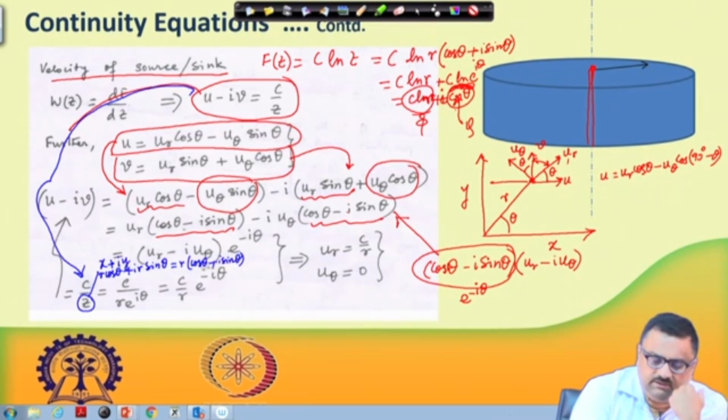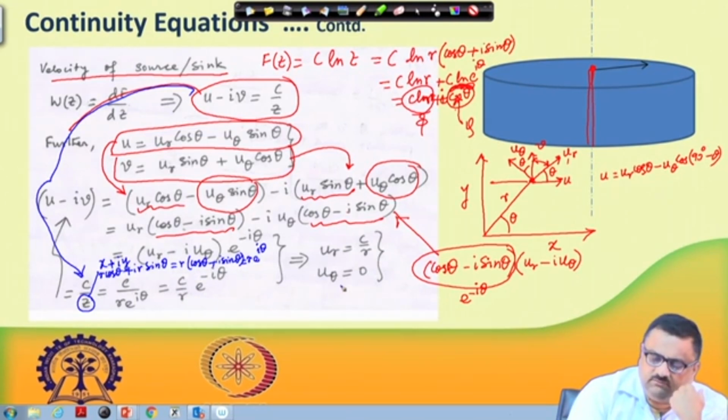Then again you can write cos theta plus I sin theta as e to the power I theta. This is equal to r e to the power I theta using Euler's theorem. So, you can write c by z as c divided by r e to the power I theta, because z is r e to the power I theta. So, c by r e to the power I theta, or in other words e to the power I theta can go to the numerator section. So, it would be c by r into e to the power minus I theta.